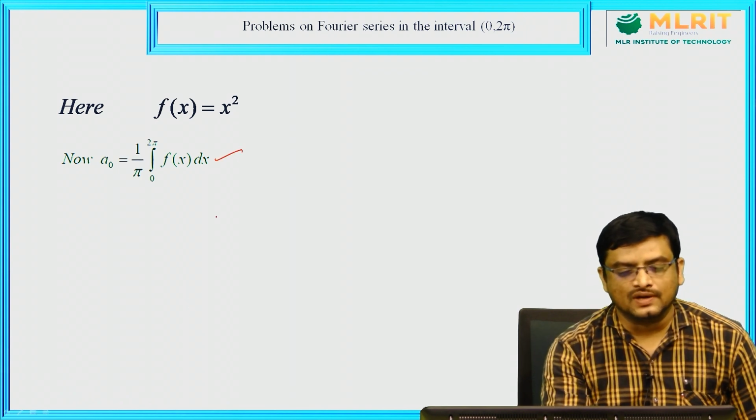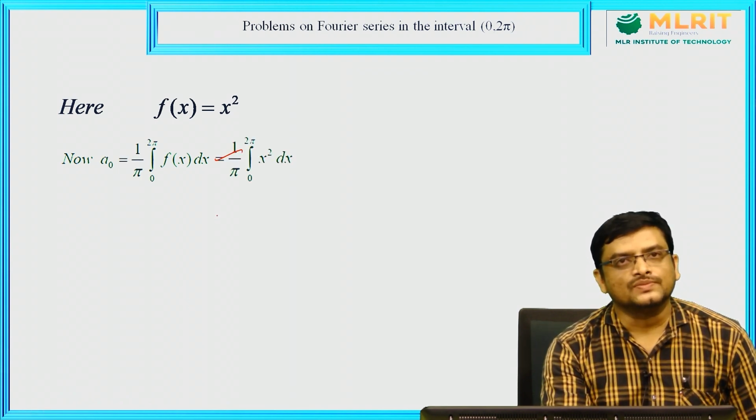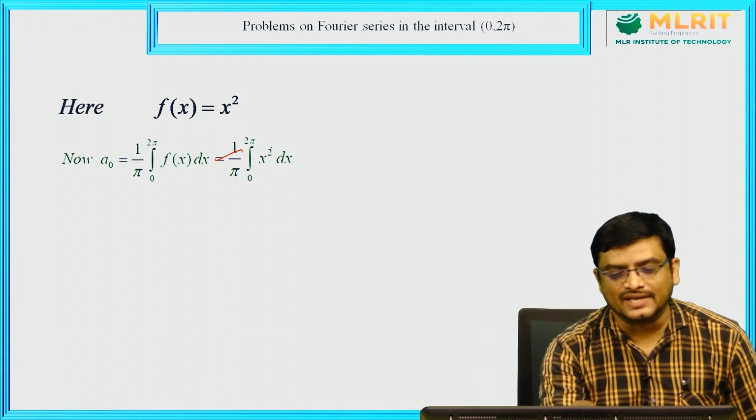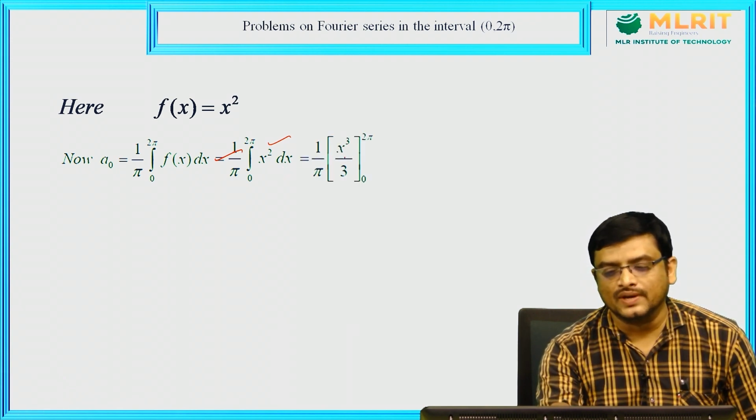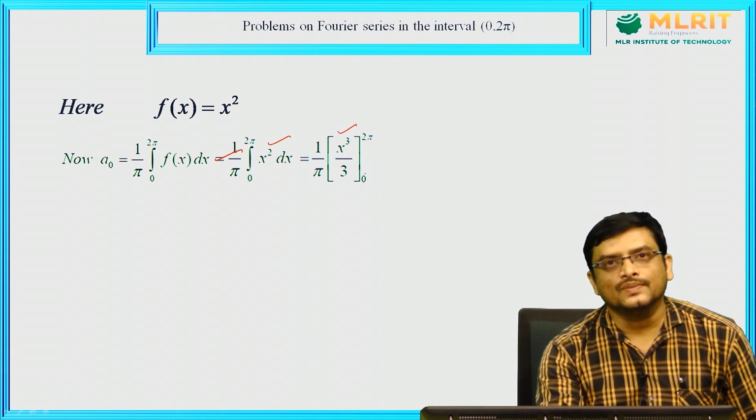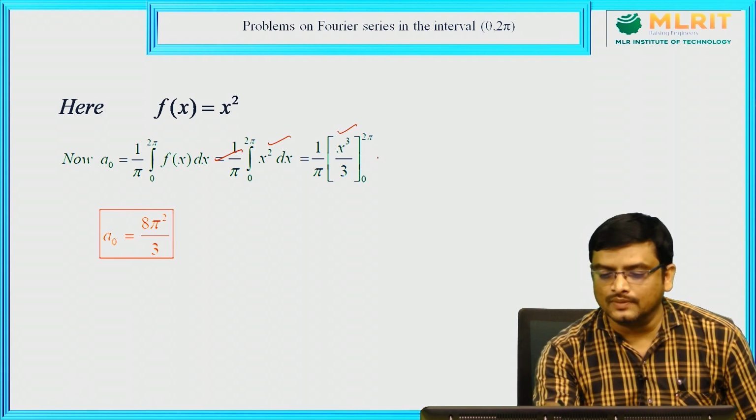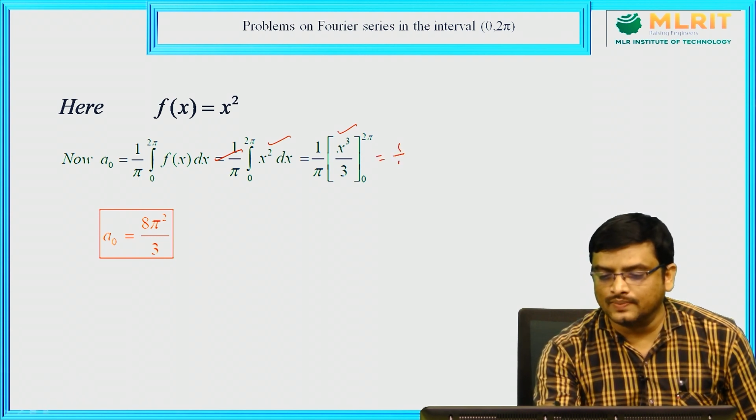Now this is the formula to find out a naught. So I have substituted that f of x as x square here. Now this is of the form integral x square dx. We know the integral of x square is given by x cube by 3. Now in this value you substitute the upper limit and lower limit here. So if you substitute that upper limit and lower limit here, so that is 1 by pi.